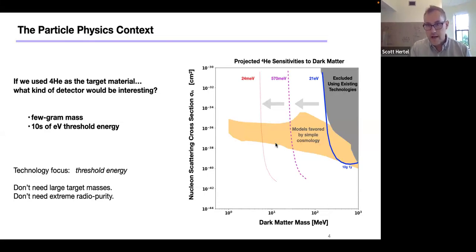So the two points on this slide: an experiment of small mass is already useful. And the key is you need tens of eV thresholds or lower in order to start probing new regimes. And we don't need large masses. We don't need extreme radio purity. We can do this experiment in a university lab above ground. It's kind of a tabletop size. You need a dilution fridge, and everything fits inside of it.